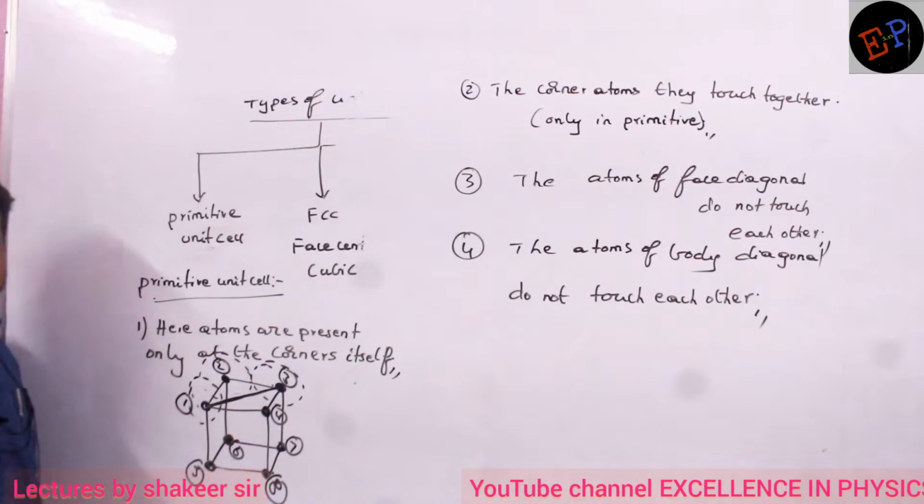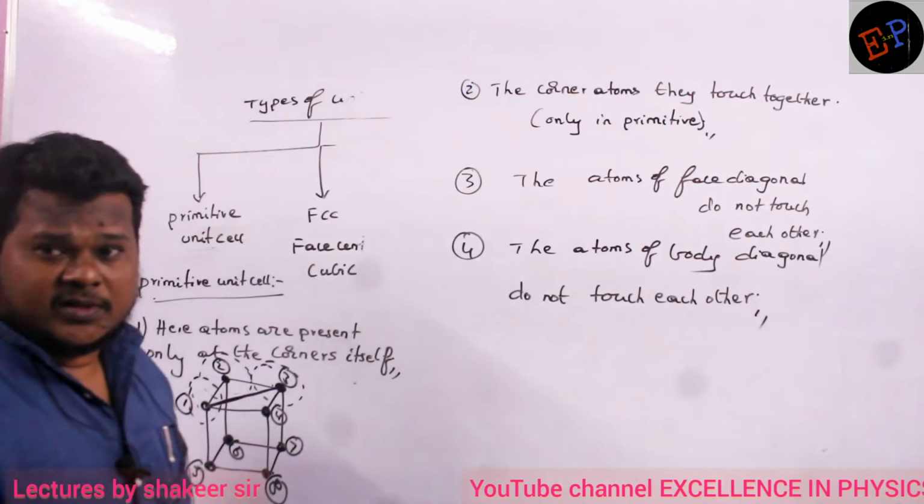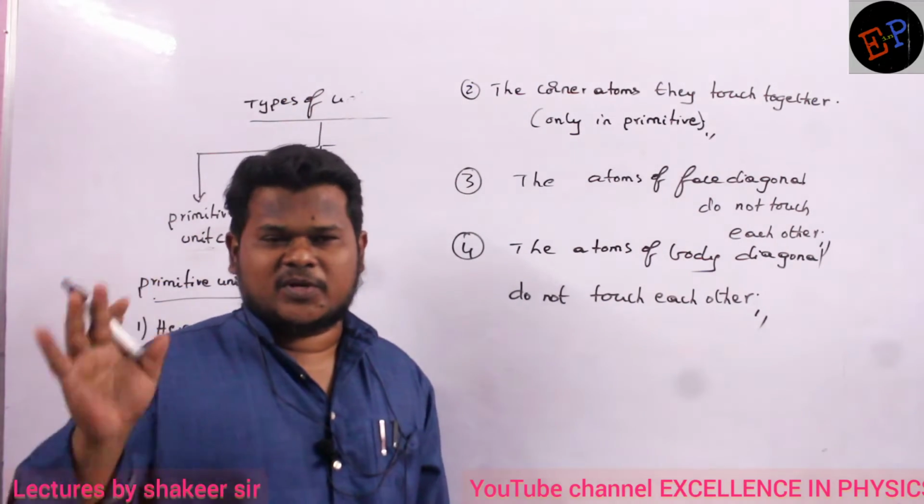Are you able to understand? So you have to draw a diagonal from one atom which is present inside the board to the topmost corner of the atom which is present out of the board. That is called a body diagonal.